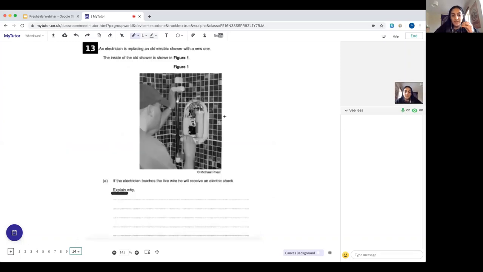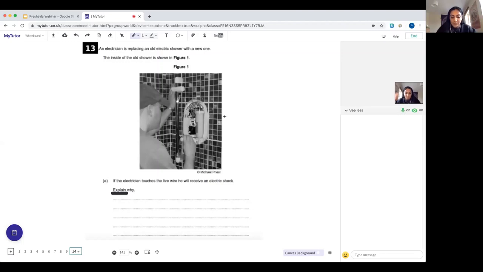Now, if he were to touch the live wire, he would indeed carry that voltage through his body. So the potential difference of the live wire is 230 volts, and the electrician is obviously held at 0 volts, right? You don't have any voltage going through your body. So he's holding the live wire, which is at 230 volts, and he is 0 volts. That's going to complete the circuit and allow a potential difference of 230 volts to pass through his body, and he will receive an electric shock.